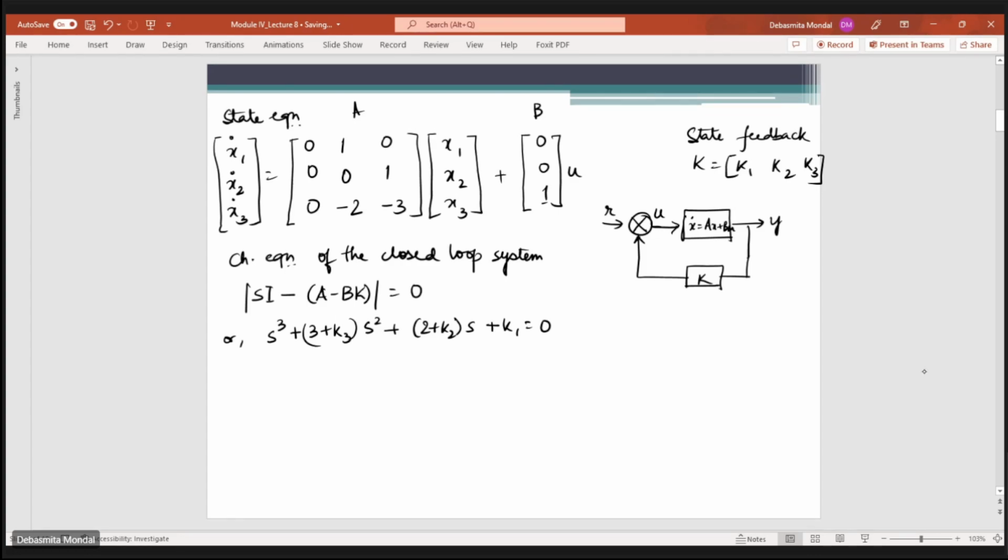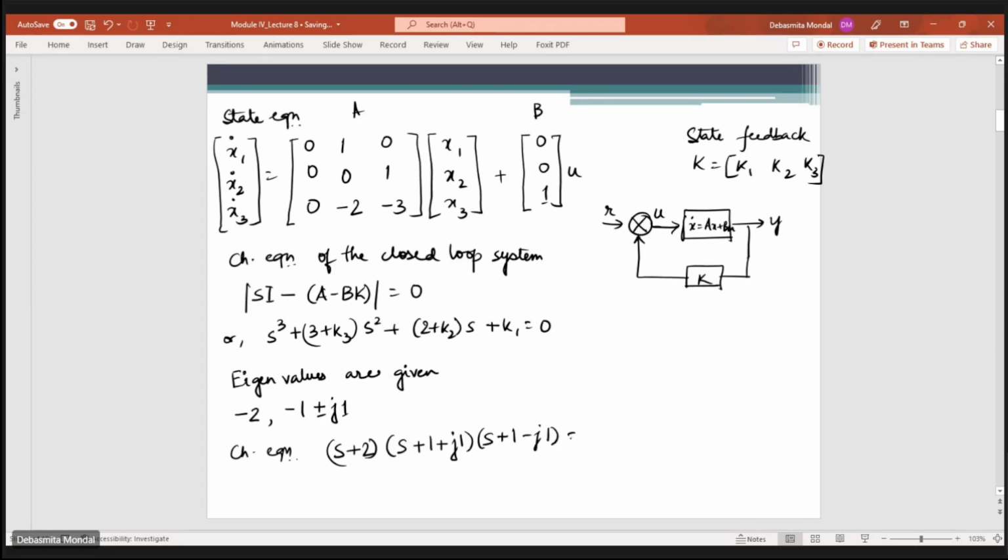The given thing is that the eigenvalues of the closed loop system are given, and as you know, the eigenvalues are nothing but the closed loop poles of the system. So you can write the characteristic equation from the closed loop poles. The closed loop poles are given: one is at -2, the other is at -1 plus minus j1. So the characteristic equation will look like (s plus 2) multiplied by (s plus 1 plus j1) into (s plus 1 minus j1) is equal to 0.